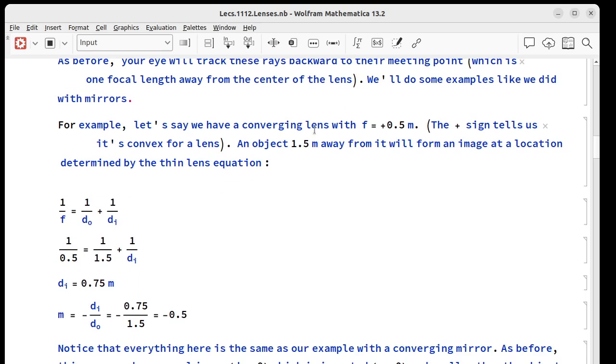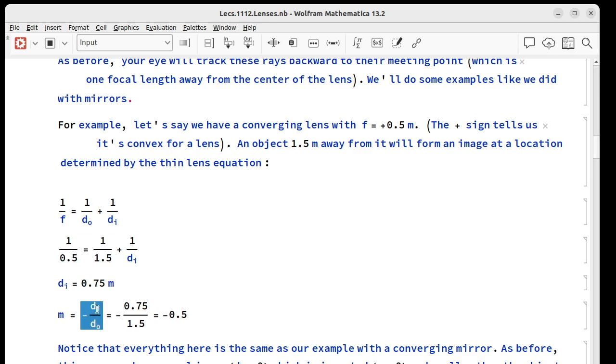Let's say we have a converging lens with f equals 0.5 meters, and notice it's positive. An object that's 1.5 meters away from it will give us an image at a location, di, determined by the same thin lens equation. So again, we have this, like we had with the mirror. We solve for di, we get 0.75 meters. That means it's a real image because it's positive.